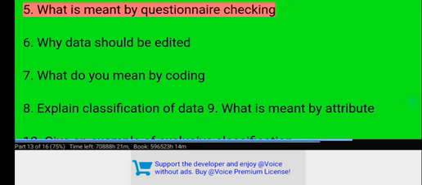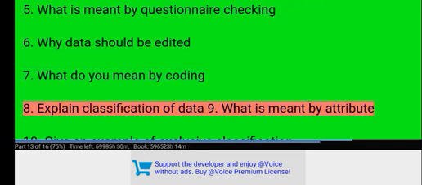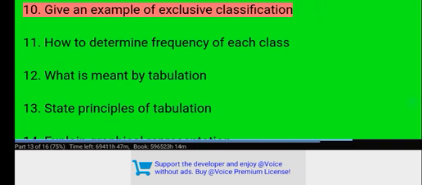What is meant by questionnaire checking? 6. Why data should be edited? 7. What do you mean by coding? 8. Explain classification of data. 9. What is meant by attribute? 10. Give an example of exclusive classification.